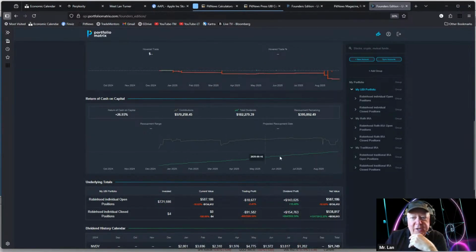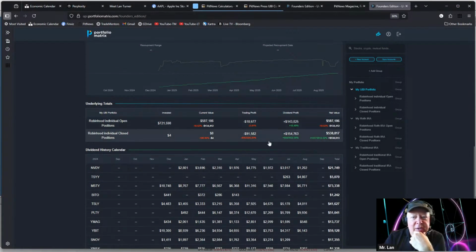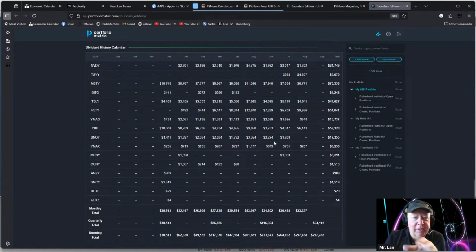So then that's brought into this window here. This is my return of cash and capital. And when those two lines come together, that's when I'm at break even. Everything I put in, they've given me back. And that'll show up in here. And then I've got all my underlying totals. And then, of course, I've got my spreadsheet, which is right in here. You can see my monthly totals. So everything that's coming in December, January, February, March, April, May, each month, and which stock they were associated with, and the monthly totals. So 30,000, 32,000, 26,000, 27,000. Now that's just my one UBI portfolio.